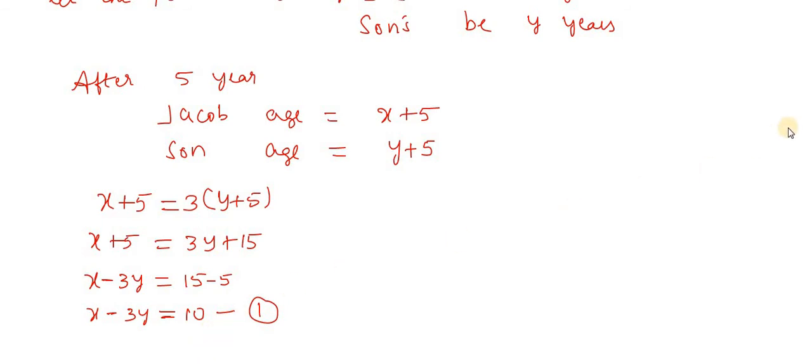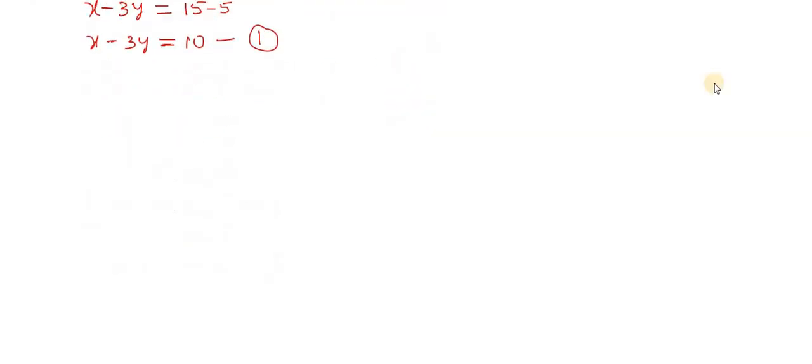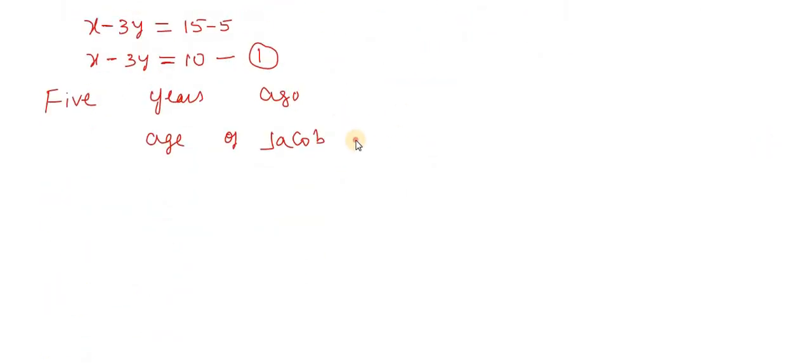Okay, and there's one more situation he gave: 5 years ago. In the sense, we need to go back. So the age of Jacob 5 years ago, which equals present age x, minus 5, is x minus 5. That's very simple.